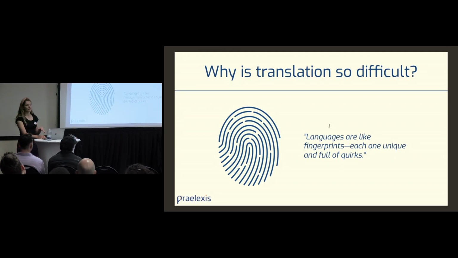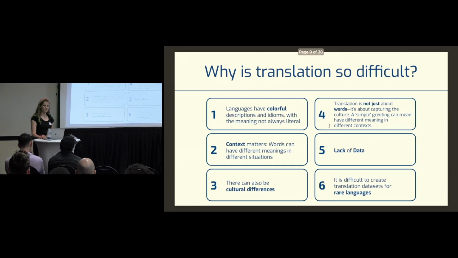Languages are like fingerprints. Each one is unique, and it has a lot of its own quirks. It's colorful in its descriptions. We have a bunch of idioms that we use, so the meaning is not always literal. Context also matters a lot when it comes to translation and language. Words have different meanings based on the situations where they are used. And of course, we have to consider the cultural differences when it comes to translation. It's not just words. A simple greeting might mean something in one language, but can be completely different in another language because it captures that culture as well.